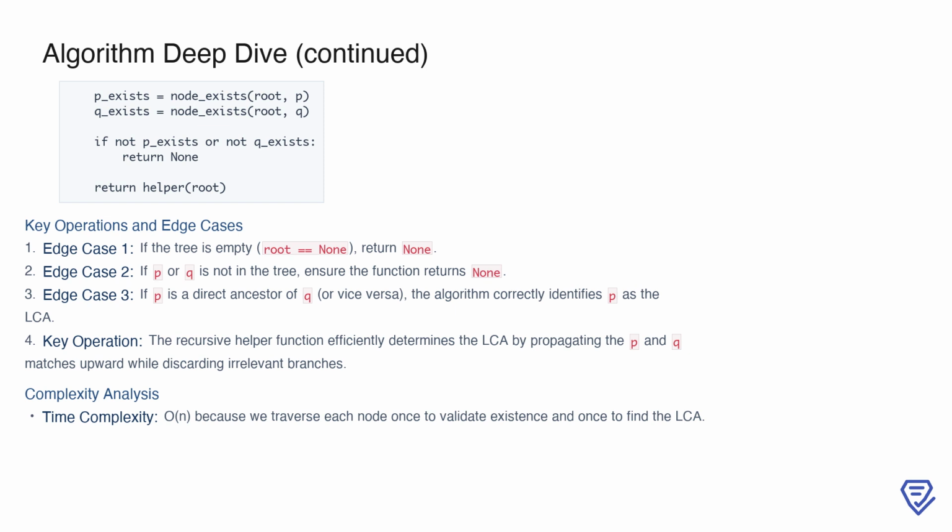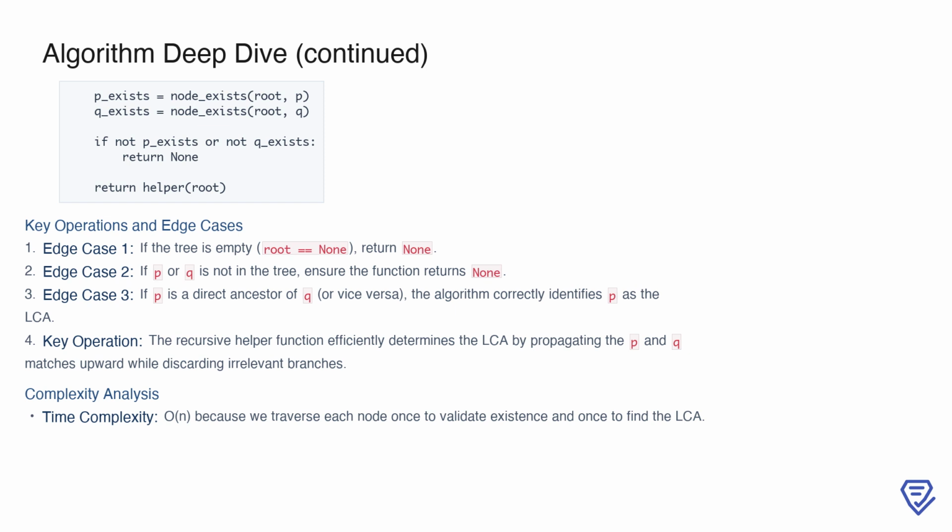Several edge cases are handled by this approach. For instance, if the tree is empty, the algorithm returns none right away. Similarly, if P or Q is missing, the validation step ensures the algorithm doesn't proceed unnecessarily. Another edge case occurs when P is a direct ancestor of Q or vice versa. In such scenarios, the algorithm correctly identifies the ancestor node as the LCA.